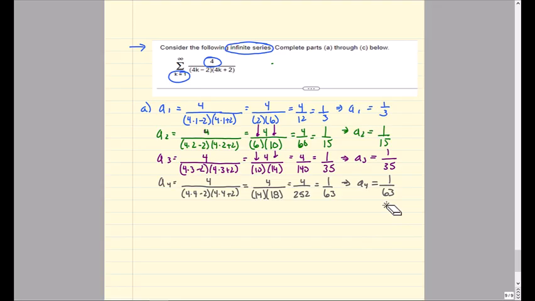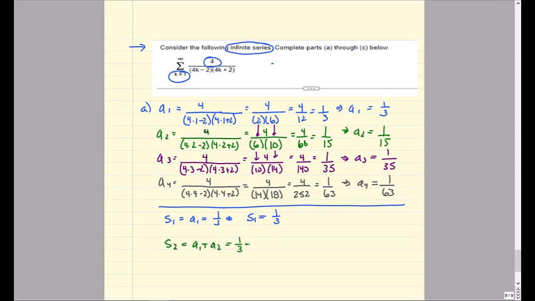Now I can find the first 4 partial sums. I had to find the terms of the sequence first. So let's go ahead and look at the partial sums. So S sub 1 would equal a sub 1, which is 1/3. So S sub 1 is 1/3. Okay, next I'm going to find the second partial sum, which would be a sub 1 plus a sub 2, which would be 1/3 plus 1 over 15.